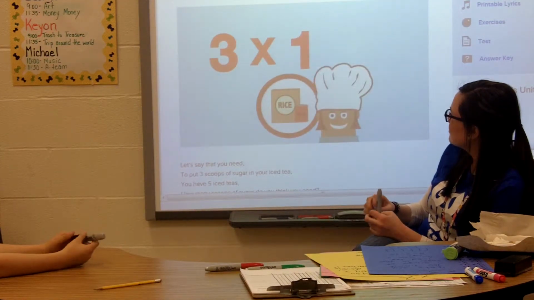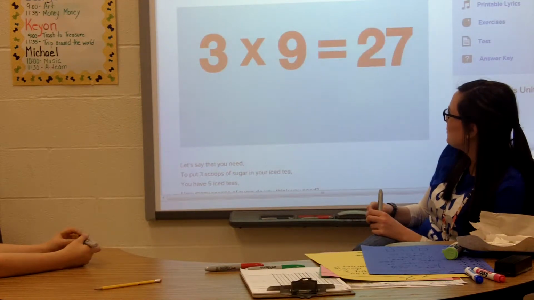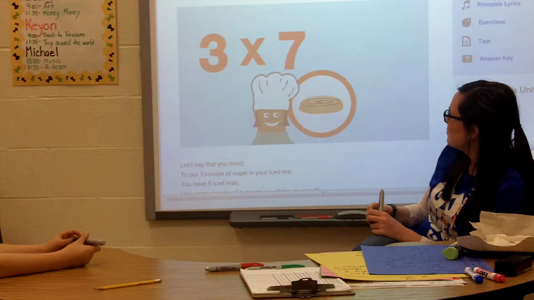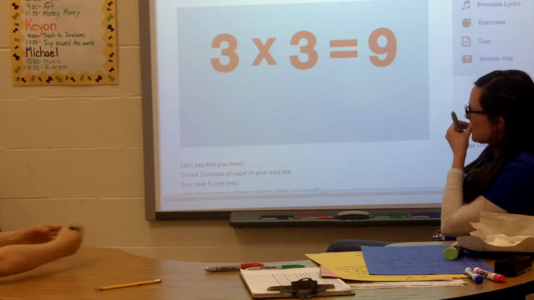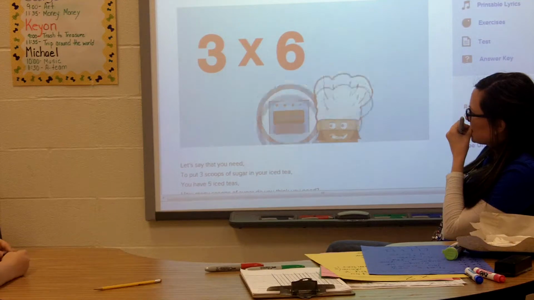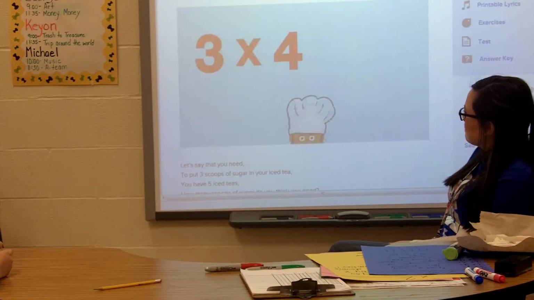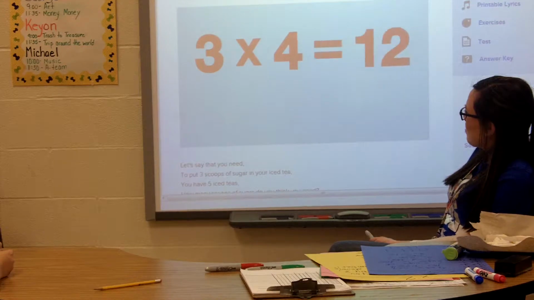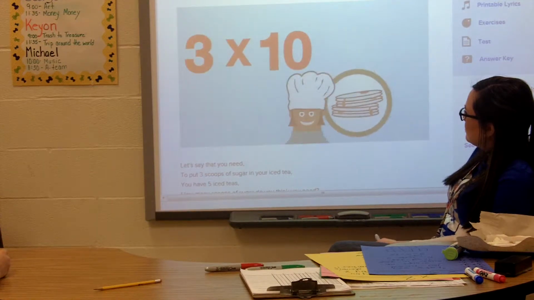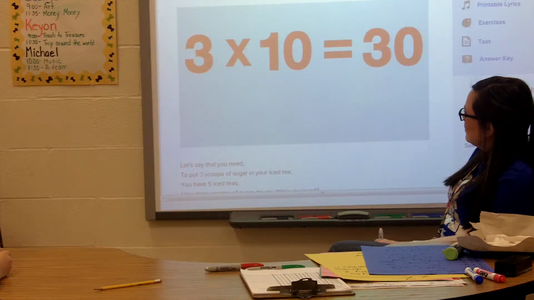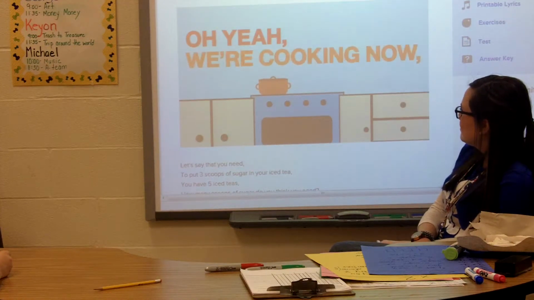3 times 1 is 3. 3 times 9 is 27. 3 times 7 is 21. 3 times 3 is 9. 3 times 6 is 18. 3 times 2 is 6. 3 times 4 is 12. 3 times 8 is 24. 3 times 10 is 30. 3 times 5 is 15.